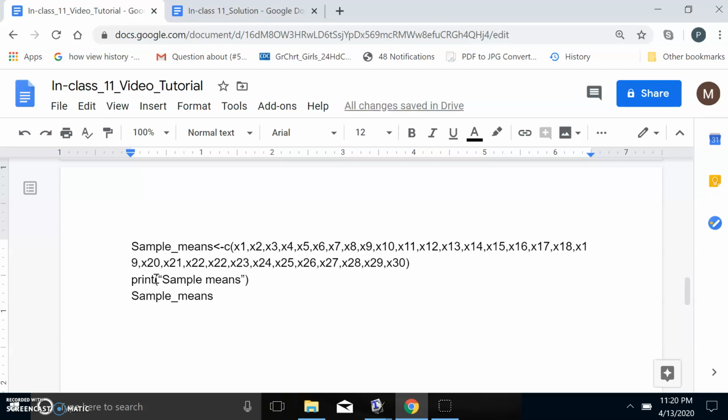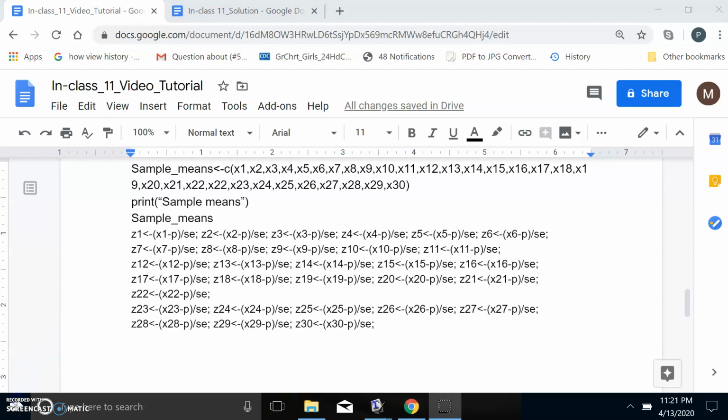So I'm going to write, the z-scores are defined, let's do z1, z1 will be defined to be our x1 minus our p divided by our standard error and semicolon. I'm going to keep doing that for all 30 of the z's. So I'm going to pause the video again and do it. So after I finish, this is what I get, all the way to 30.